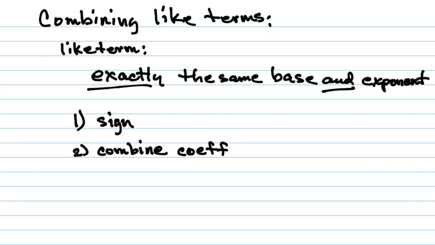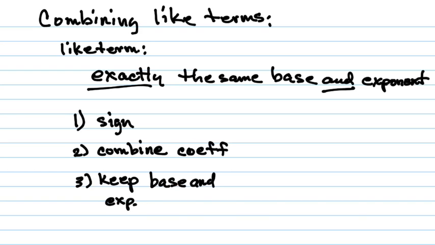So, first you'll determine the sign. Second, you'll combine the coefficients, depending on the signs. Sometimes you'll add them, sometimes you'll subtract them, depending on whether the signs are the same or different. And then you'll simply keep the base and exponent. That part won't change. It's just like saying I have 2 cars and 3 cars. I have 5 cars. The kind of objects that you have don't change. It's simply the number of them that changes. And it's the sign and the coefficient that tell you how many of something you have.